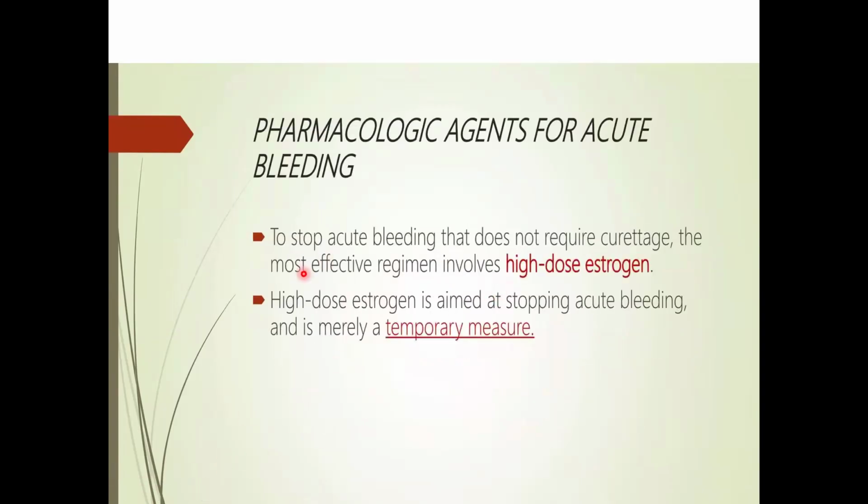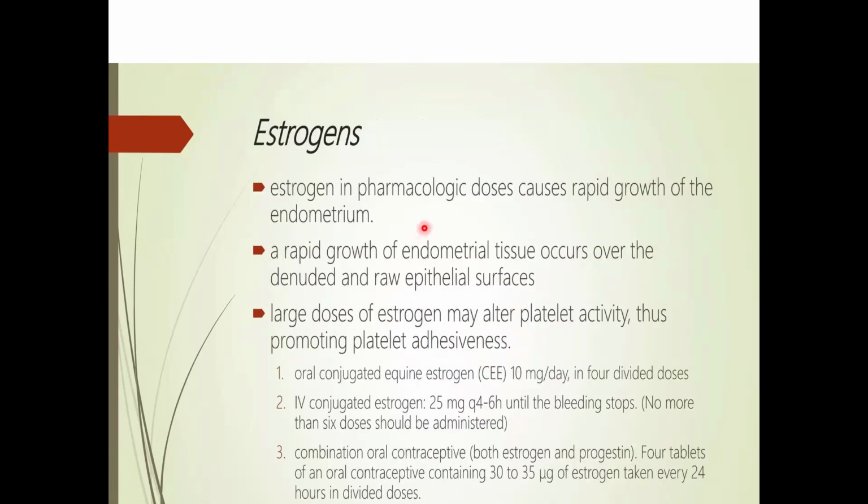Pharmacological agents for acute bleeding. To stop acute bleeding that does not require curettage, the most effective regimen involves high dose estrogen. High dose estrogen is aimed to stop acute bleeding and is merely a temporary measure. Estrogens. Estrogen in pharmacologic doses causes rapid growth of endometrium. A rapid growth of endometrial tissue occurs over the denuded and raw epithelial surfaces. A large dose of estrogen may alter platelet activity, thus promoting platelet adhesion.